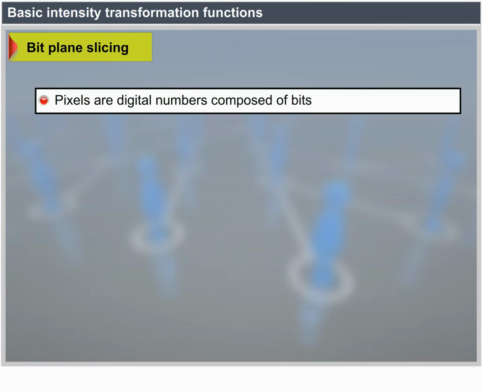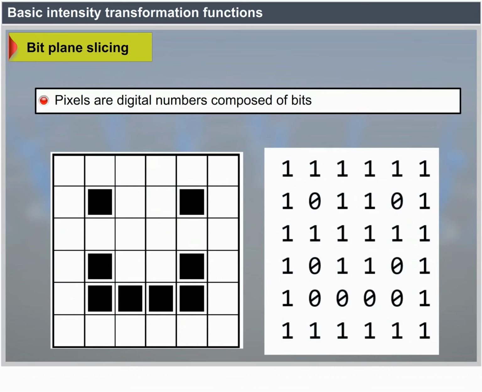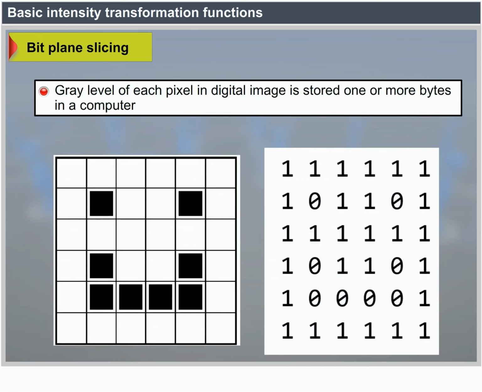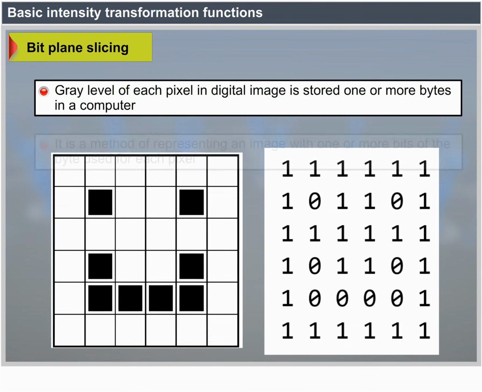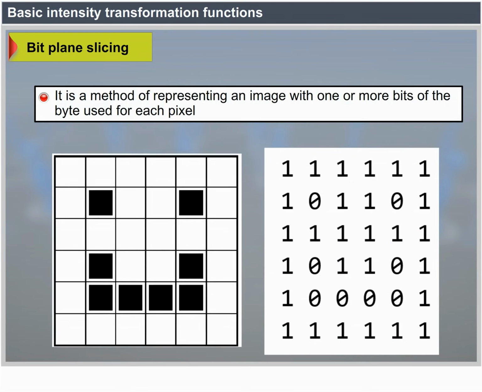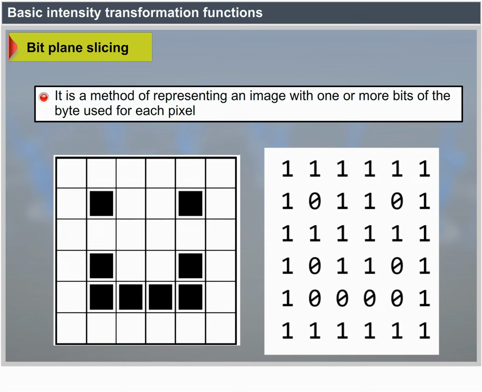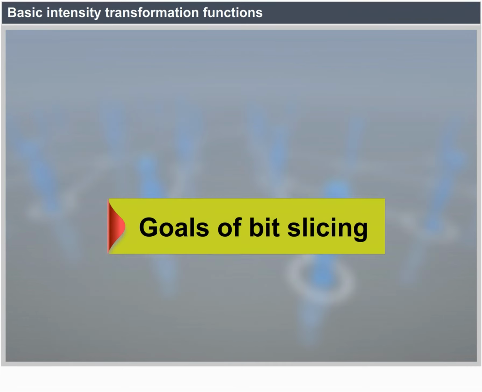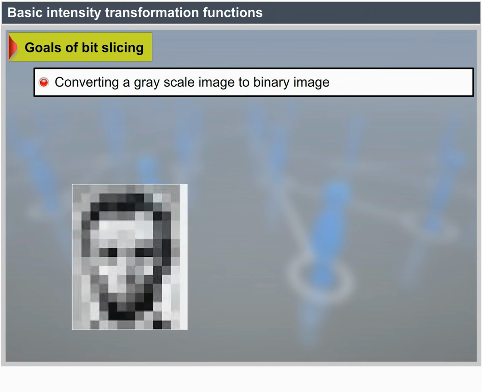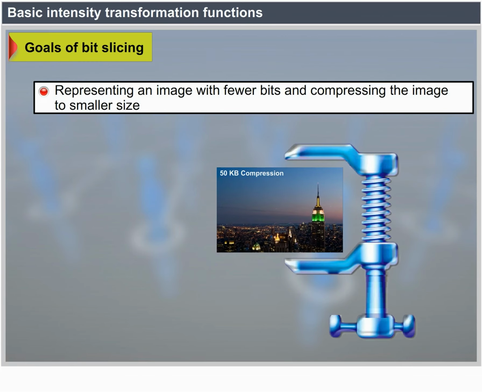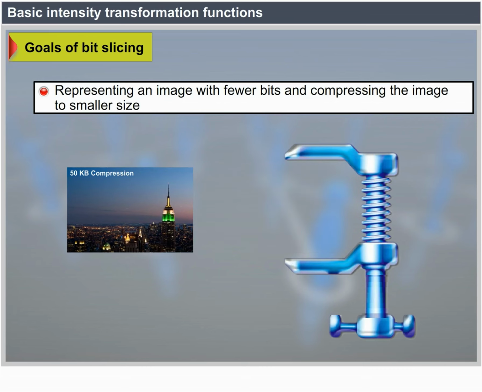Enhance the image by focusing on specific bits. Bit plane representation of a digital image. For example, in an 8-bit image, 0 is encoded as 00000000 and 255 is encoded as 11111111. Any number between 0 and 255 is encoded as 1 byte.